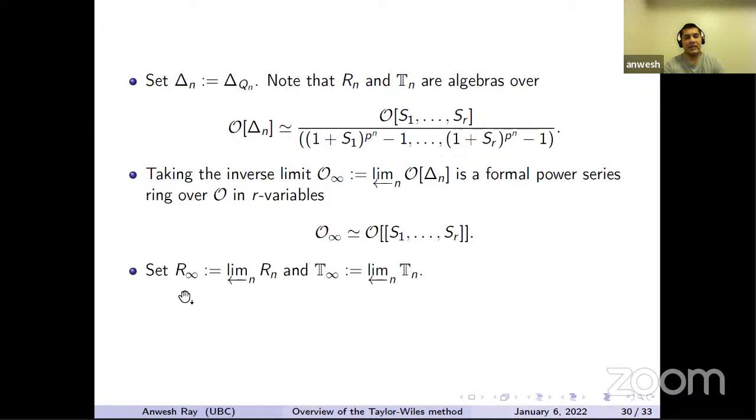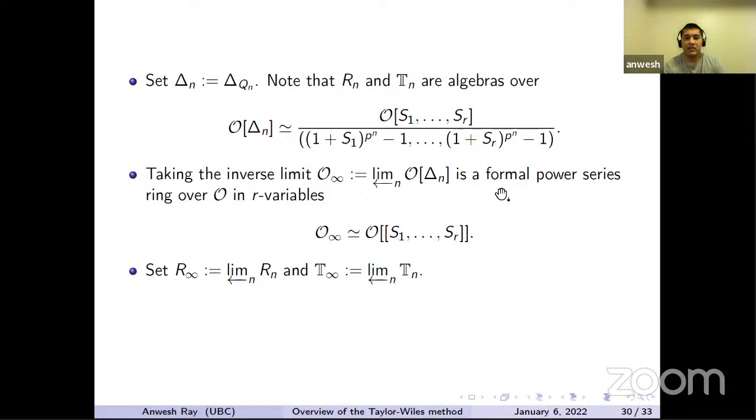So what we do is we take the inverse limit of these deformation rings, and we take the inverse limit of these Hecke algebras. R infinity is the inverse limit of these deformation rings under these maps, and T infinity is the inverse limit of these Hecke algebras.